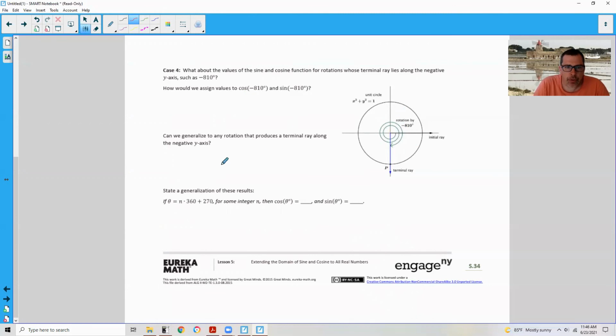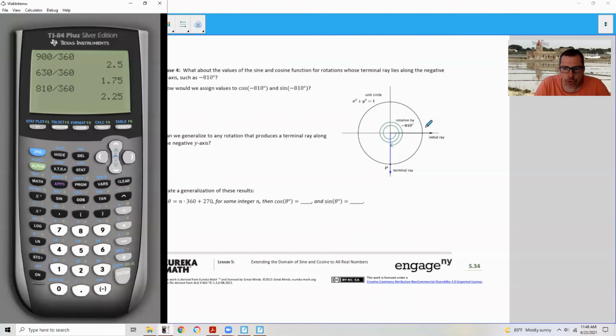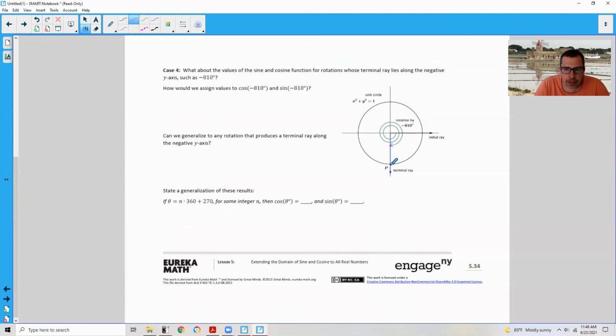So let me think about it, I'm down here too far first. So first it says, what about 810 degrees? And that's what I did. That's 2 1/4 rotations. So starting here, going negative is clockwise. So 1, 2 1/4 would put me right here at the point 0, comma, -1. Remember, this is cosine and this is sine. How would we assign the values of cosine negative 810?